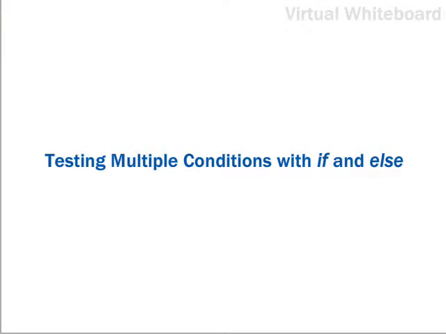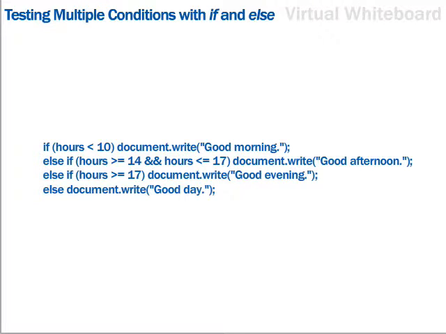You can now create an example script using if and else. This example will use conditions to display a greeting that depends on the time: good morning, good afternoon, good evening, or good day. To accomplish this, you can use a combination of several if statements. The first statement checks the hours variable for a value less than 10. In other words, it checks whether the current time is before 10 a.m. If so, it displays the greeting, good morning.